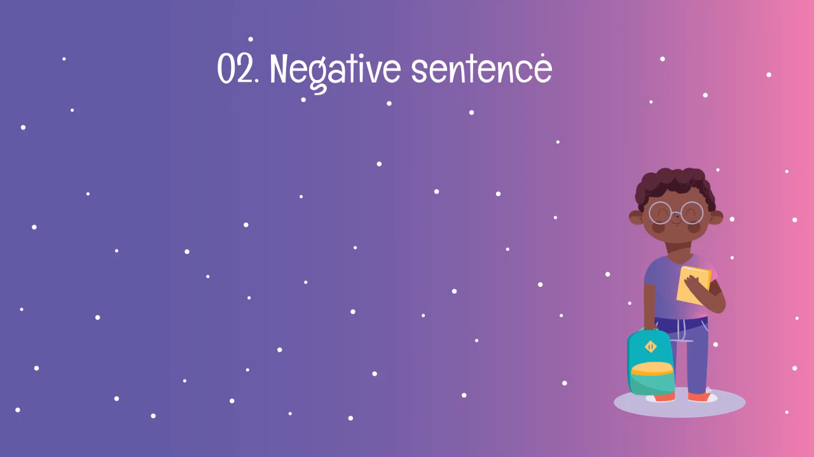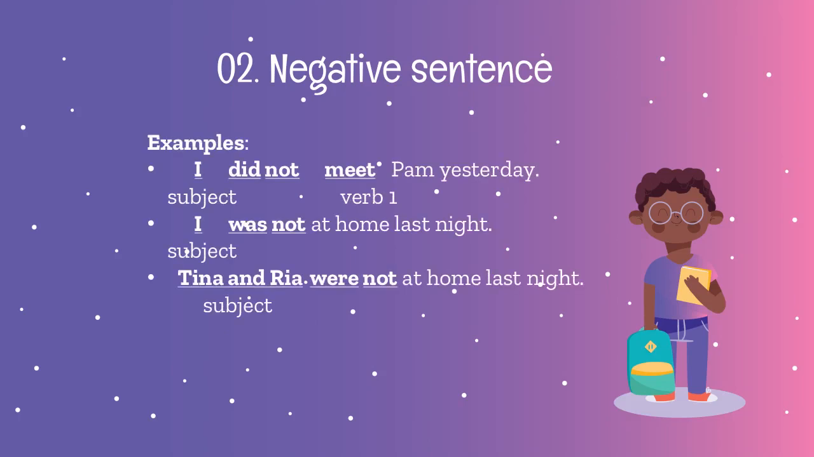In the negative sentence, here are the examples. I did not meet Pam yesterday. When you use did, I did not. The subject is I and use did not. Do not change the verb. Let the verb remain basic. I did not meet Pam yesterday. Meet, that's verb 1, because you use did. So you use verb 1.